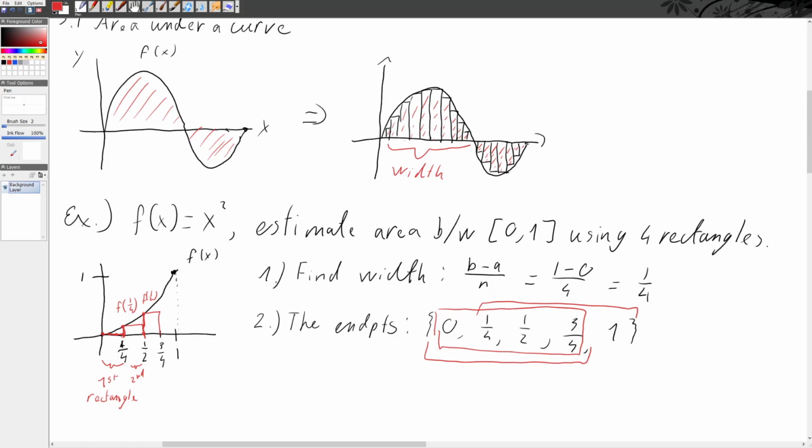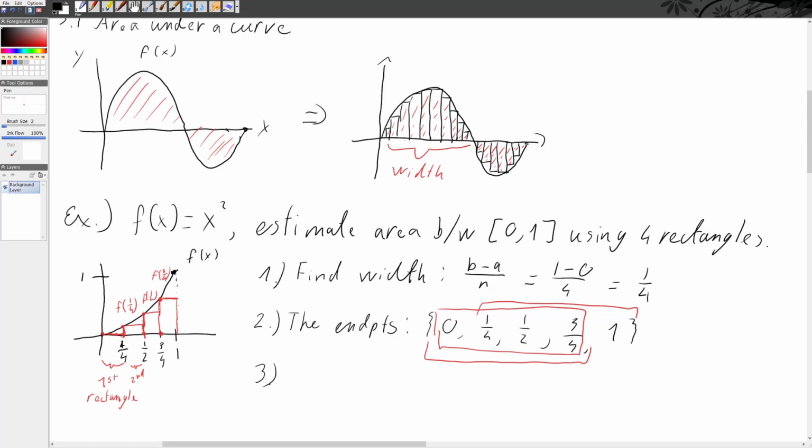So far, I have 3 rectangles. One starting at 0 to 1/4, which has an area of 0. One rectangle from 1/4 to 1/2, which has some area. The next one from 1/2 to 3/4, some area. And where is the last rectangle? Well, we start from 3/4. We find out where it hits the function f of x. That's going to be f of 3/4. And then we draw the rectangles. And there you go. Those are the 4 rectangles that we are working with.